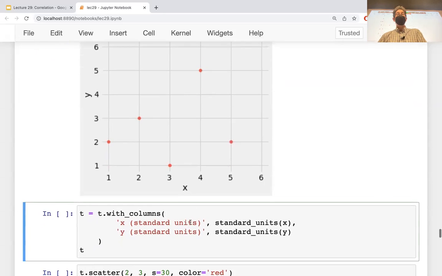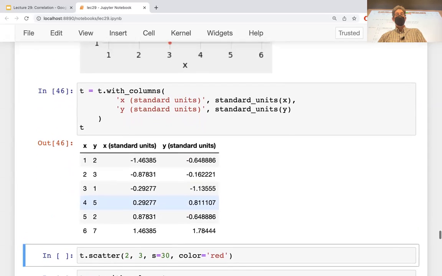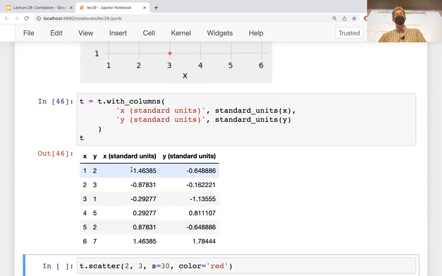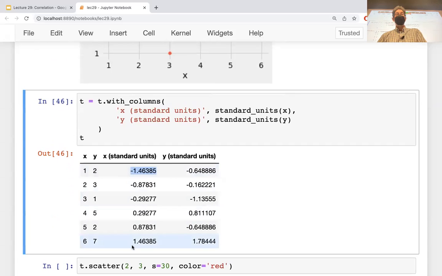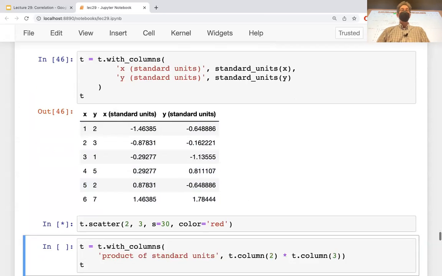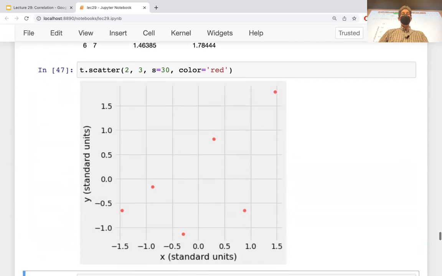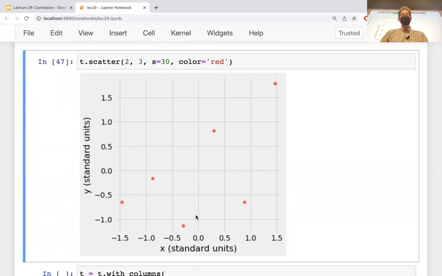But if we put them in standard units, what do we see? We see some values below average, and we see some values above average for X. Some values below average for Y, and some values above average for Y. If we draw the scatter diagram, we see the same picture, except now it's easy to see where the average is. It's right there.